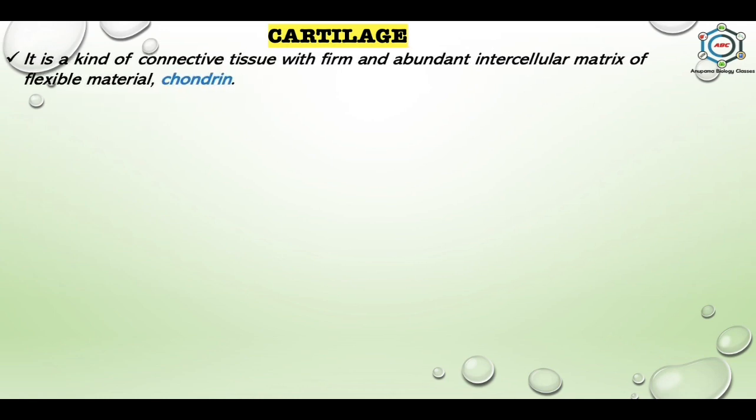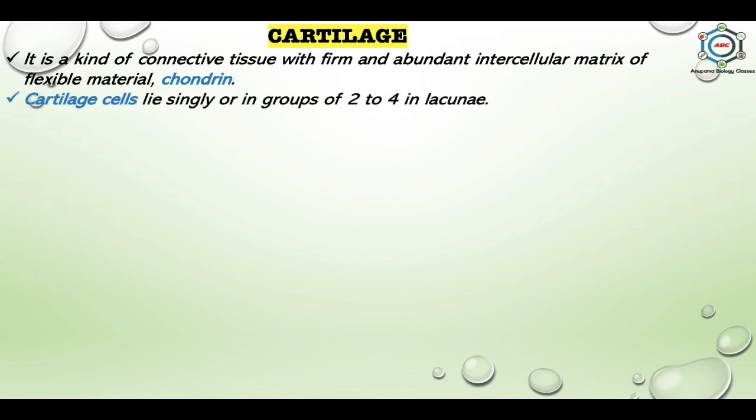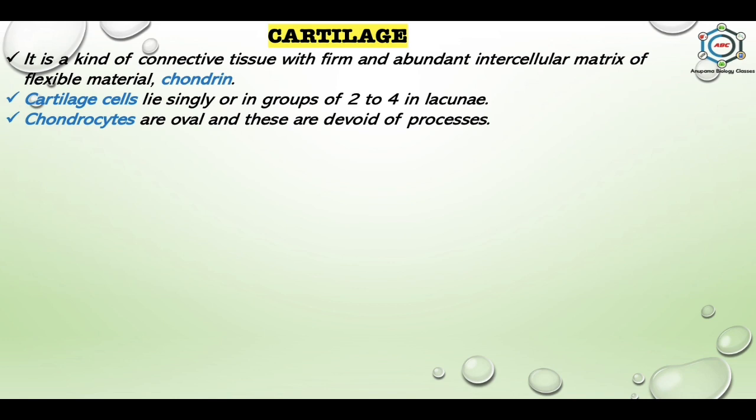Now, the cartilage. Cartilage is a very important component of the skeleton, and it is a combination of matrix which contains collagen and elastin fibers, and cells which are present in lacunae. Cartilage is a kind of connective tissue with a firm and abundant intercellular matrix of flexible material. This material is chondrine. Cartilage cells lie singly or in groups of 2 to 4 in lacunae. Chondrocytes, which are cartilage cells, are oval and devoid of processes. No bone marrow is present in cartilage.